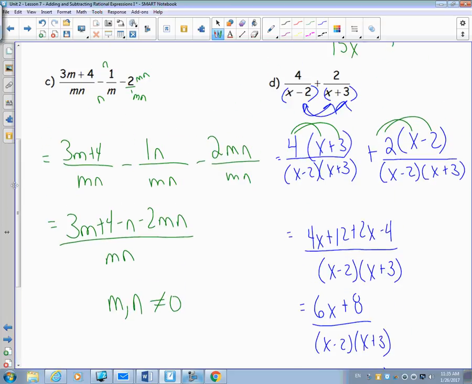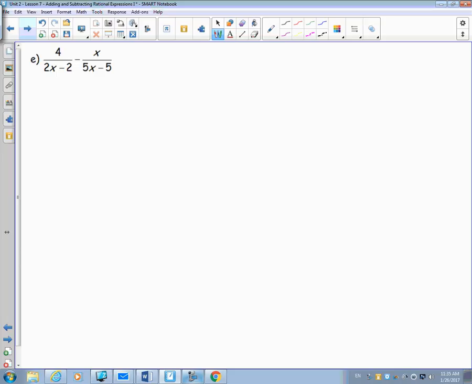If you don't see an obvious common denominator, multiply your two bases together. I read it to the bottom, do to the top. And last one: 4 over 2x minus 2 minus x over 5x minus 5. So nothing obvious, so let's multiply those two things together. 2x minus 2, 5x minus 5. On the top, 5x minus 5. On the other one, we're missing the 2x minus 2.